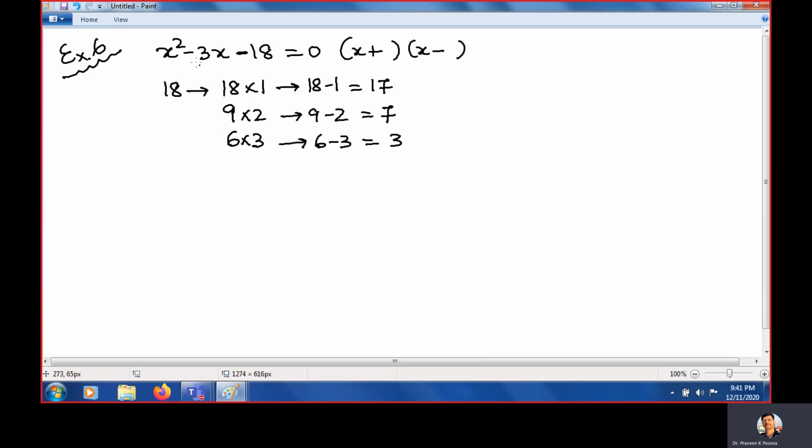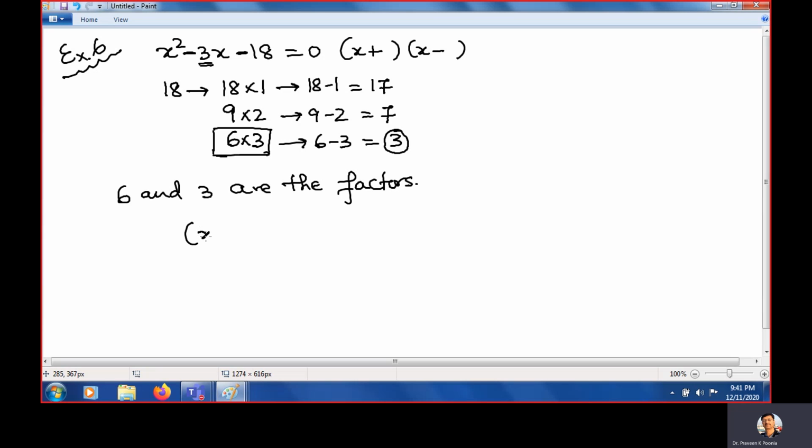Now see what number is matching here? 3. So 3 is here. So what are the possible factors? 6 and 3. 6 and 3 are the factors. And if 6 and 3 are the factors, so what will be? Here is minus, so negative will be the big factor. x minus 6 and x plus 3 equals 0.